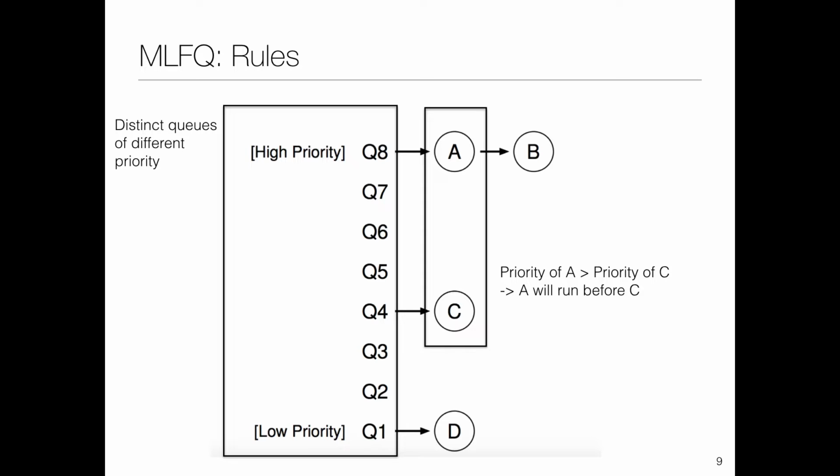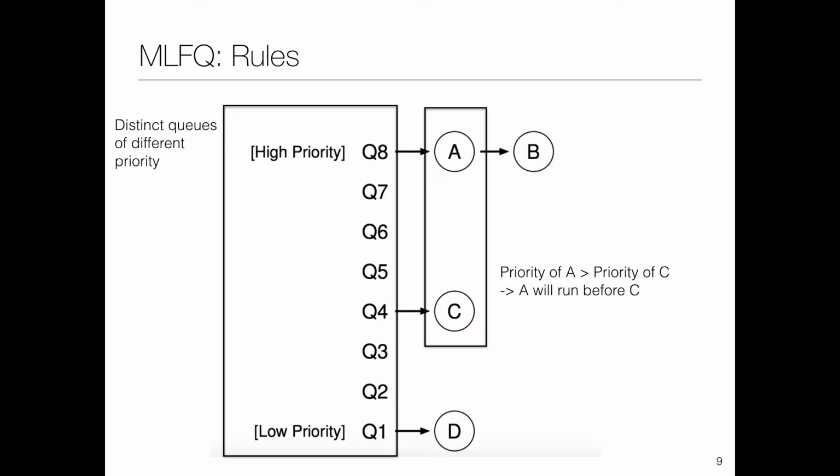But what about the scenario, let's say in Q8? So we have both A and B. Which of them will execute? What do you think? Will A execute or will B execute? Yeah. So when both the processes have the same priority, you execute them in round robin fashion.